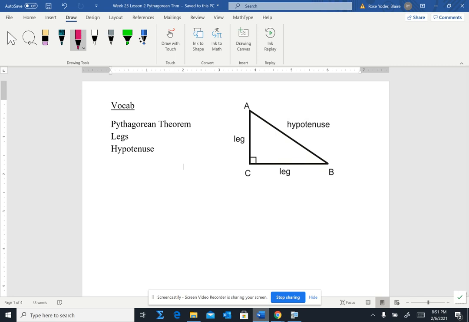I'm going to refresh your memory on the Pythagorean theorem in this lesson. One important thing about the Pythagorean theorem is that you can only use it with right triangles, and it's when you're trying to find a missing side in a right triangle.